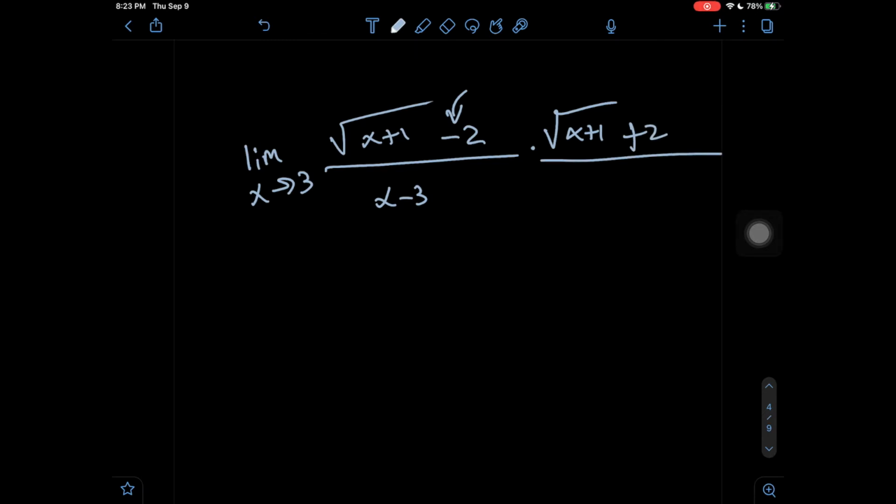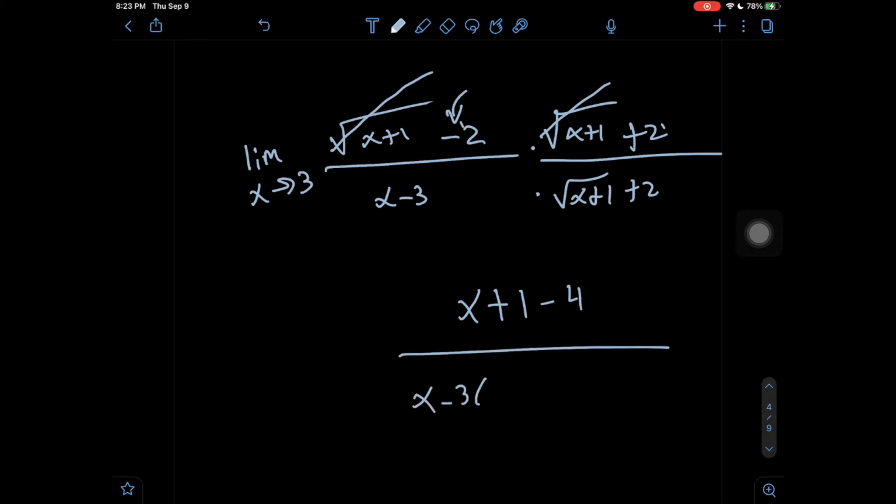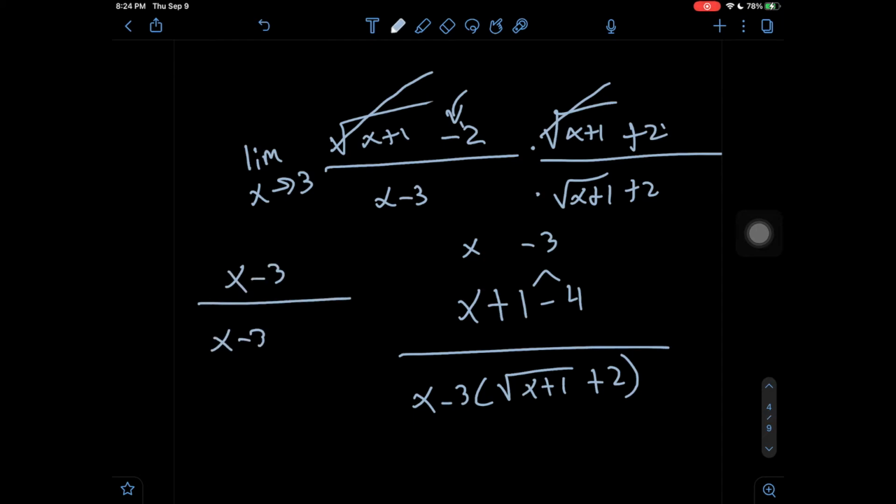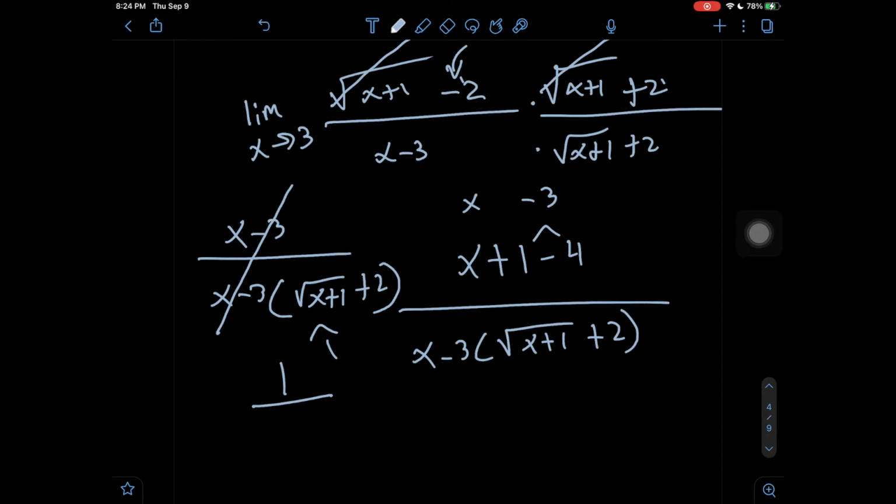plus 2 over, and we're going to do the same thing on the bottom, multiplying by square root of x plus 1 plus 2. Multiplying by the square root gets rid of the square root sign, so we're left with x plus 1 minus negative 2 times 2, which is minus 4 over, we never want to multiply our denominator because it's often not necessary, square root of x plus 1 plus 2. Now we can see that this simplifies down to negative 3, so we have x minus 3 over x minus 3 times square root of x plus 1 plus 2. This eliminates, so now we're just left with 1 over square root of x plus 1 plus 2.